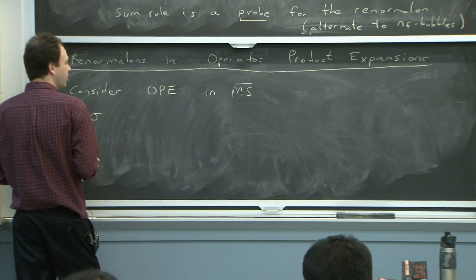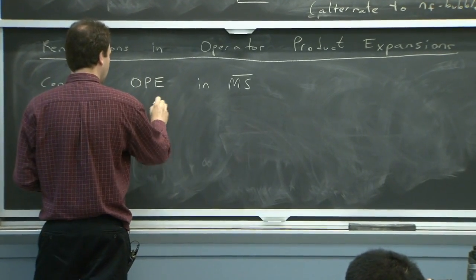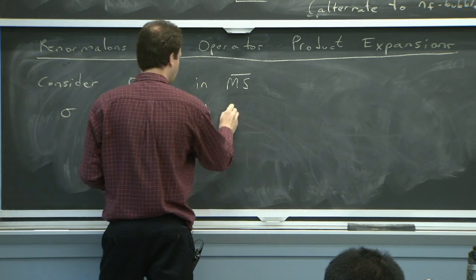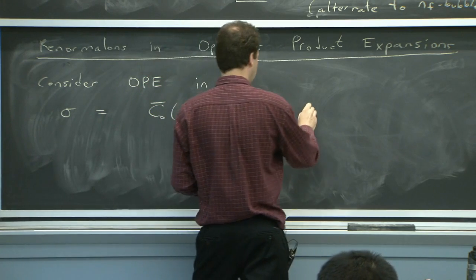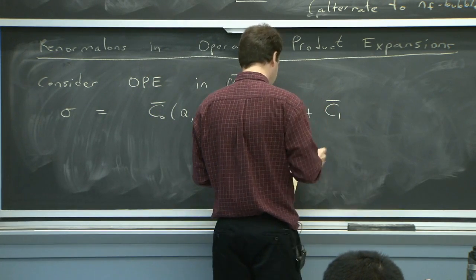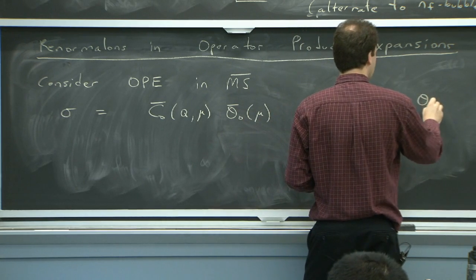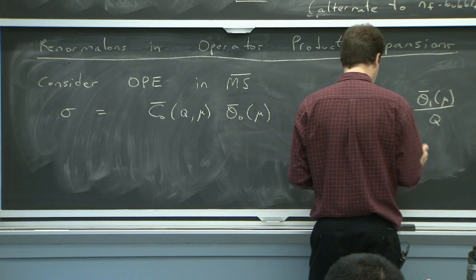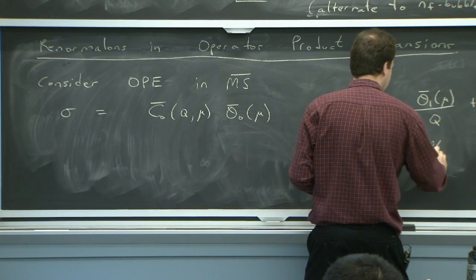So let's first consider what I mean by an operator product expansion in MS bar. You can think of this like maybe I'm integrating out a heavy particle, and I'm writing a formula down, and it has some Wilson coefficients, it has some operators, and it's a Taylor series in this parameter Q, which is the hard, high energy scale, and I'm basically just expanding, if you like, in lambda QCD over Q.